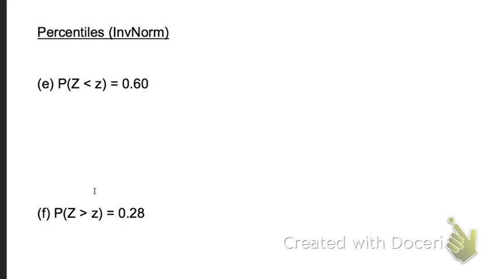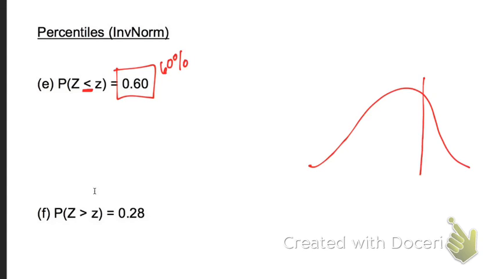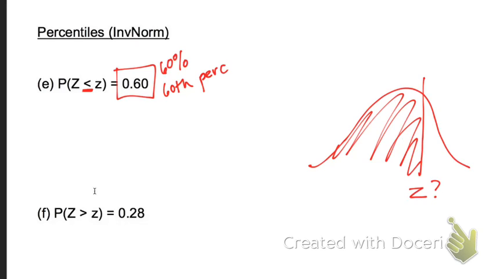So for E, I've got this normal curve. My area is 60%. Okay, 60% is shaded, and it's a less than. So a little bit above the middle. This is the shaded area. I want to find what my Z-score is at the 60th percentile, because it's at or below that value, okay? So I need to figure out what my Z-score is.